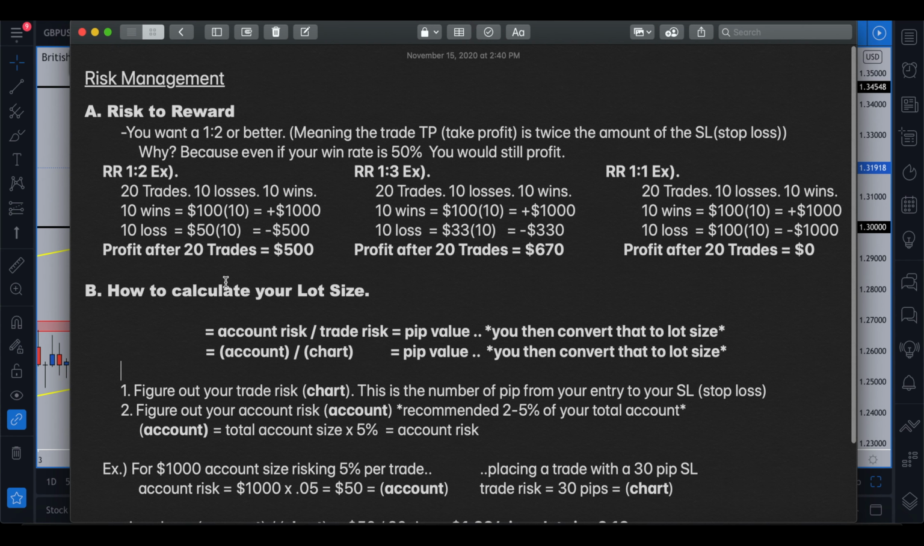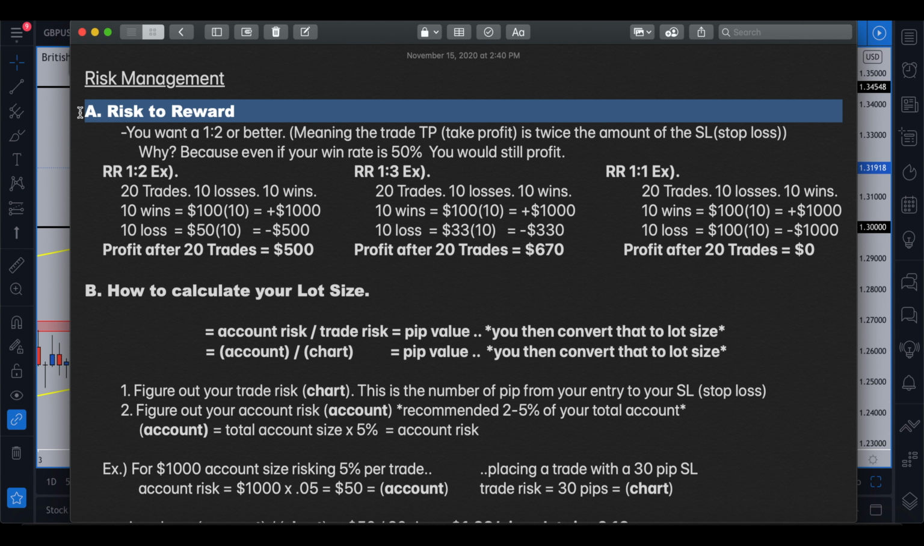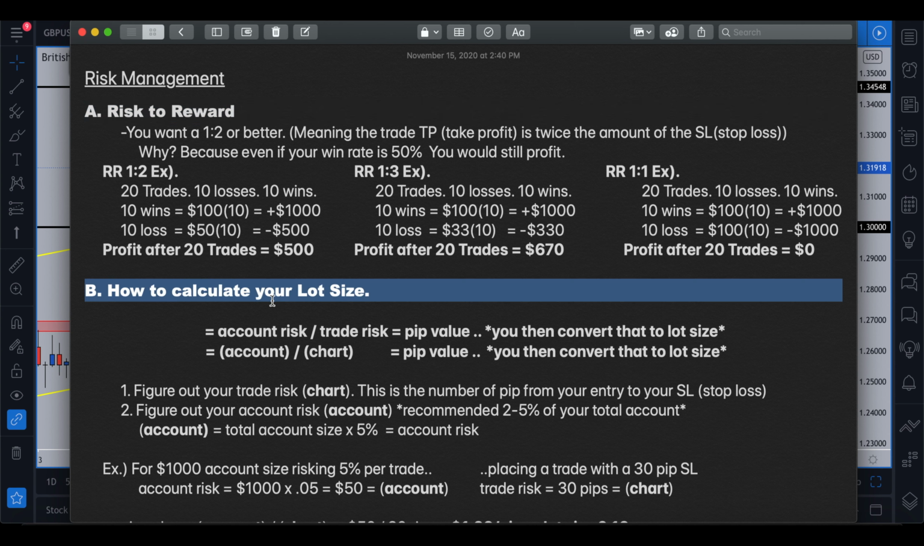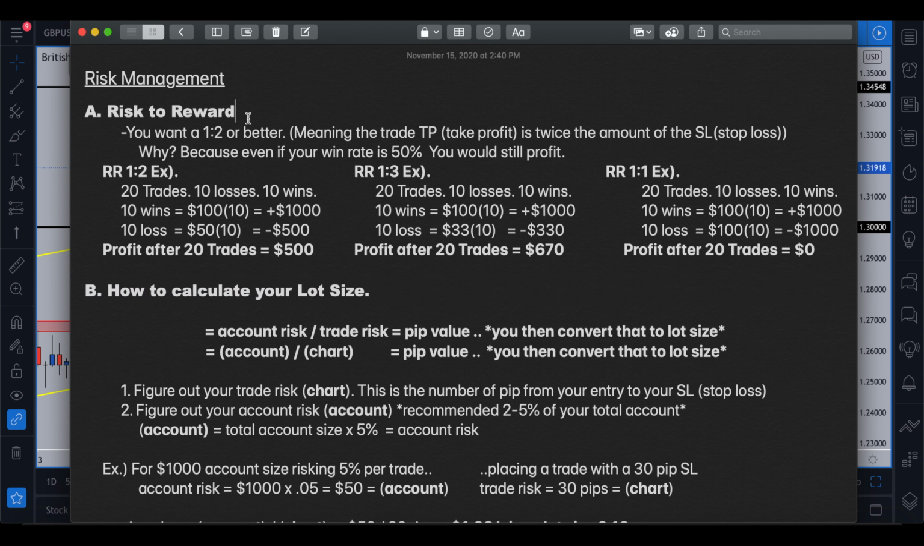So the main things you need to know about risk management, I know this looks like a lot, but there are two things: A, risk to reward, and B, how to calculate your lot size. Those are the two main things you need to know. I'll break it down real quick. Risk to reward, you always want a 1 to 2 or better. What that means is you want the take profit of your trade to be twice the amount of the stop loss.